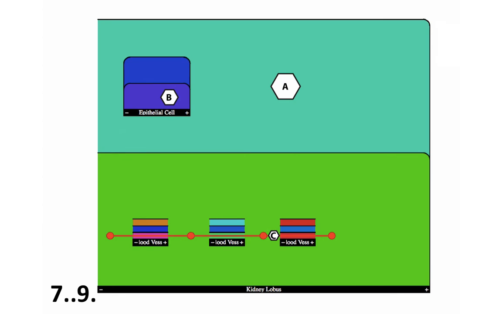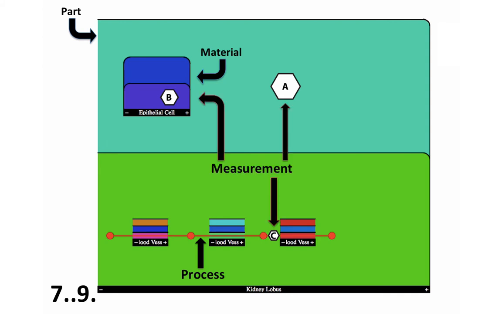Have other structures as materials or parts. Convey processes of flow of its materials. Bear measurements about its materials or its processes.